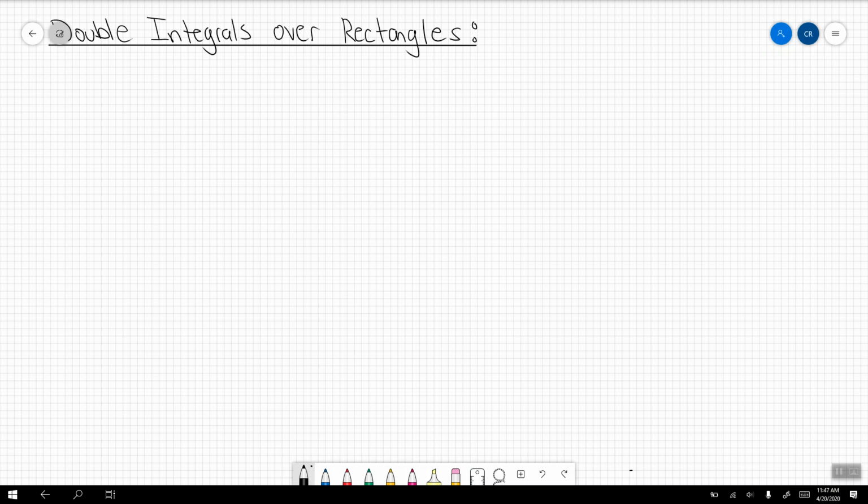Hi everybody, welcome to another lesson, and today we're going to be talking about double integrals over rectangular regions. Now when we look at these double integrals over these rectangular regions, we want to recall a topic that we learned back in Calc 1.